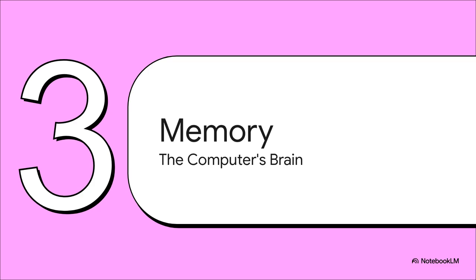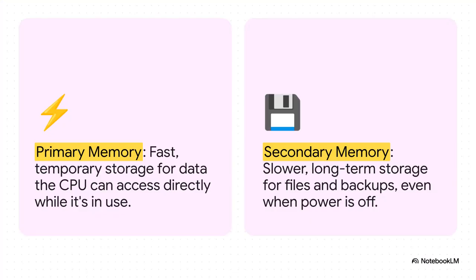Let's talk about the computer's brain, its memory. Now, what's really fascinating is that computers have two main kinds of memory, which is a lot like how our own brains work. You've got primary memory, which is like your short-term memory. It's super fast and holds what the computer is working on right now. And then there's secondary memory, which is like our long-term memory. That's where all your files, your photos, and your programs are stored safely, even when the power's off.